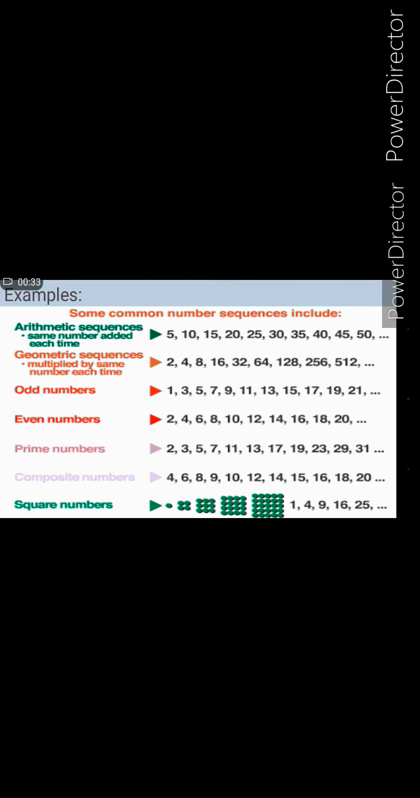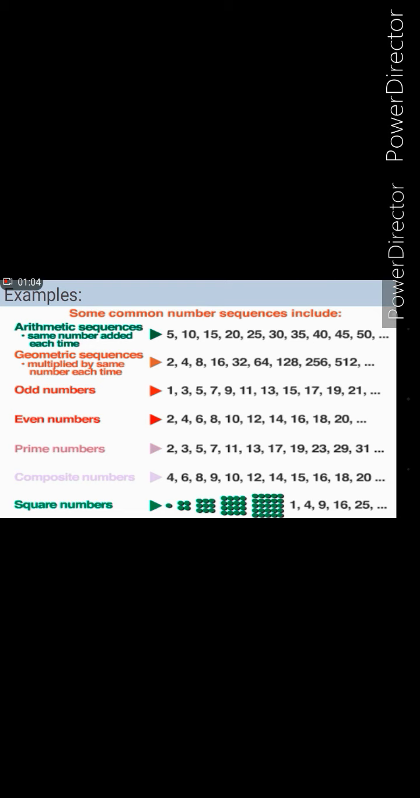Look at these examples. We have a few examples here. The first sequence is 5, 10, 15, 20, 25, 30, 35. What is the pattern of that sequence? Each term is added with 5 to get the next term. Now see, 5 plus 5 is 10, 10 plus 5 is 15, 15 plus 5 is 20, and by following the same pattern you can complete your sequence.